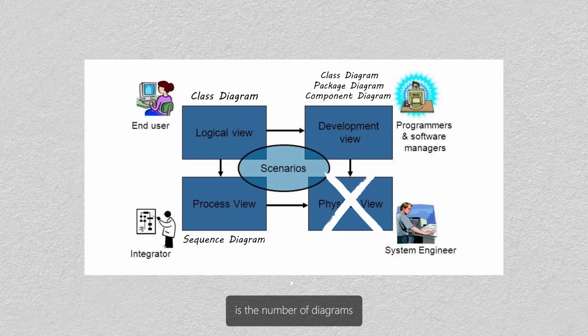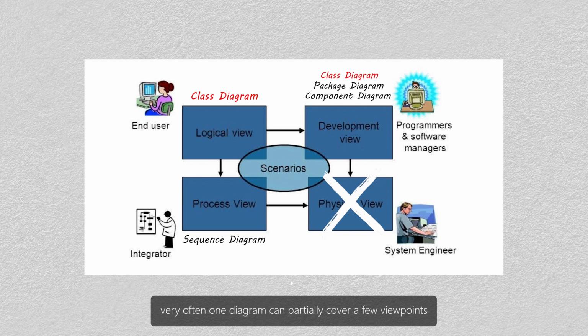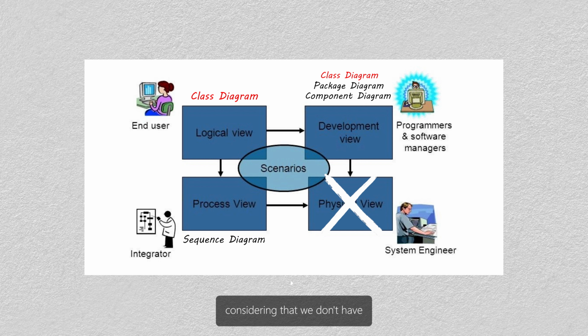And another thing is the number of diagrams. Everyone will always tell you about a need for 5 diagrams for this architectural model to be completed, which is kind of right, but my recommendation is to take some time and find a common ground. Very often one diagram can partially cover a few viewpoints, and this will be satisfactory in many cases, considering that we don't have the physical viewpoint in Salesforce, and in fact we have only 3+1.